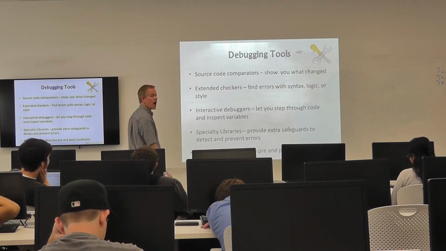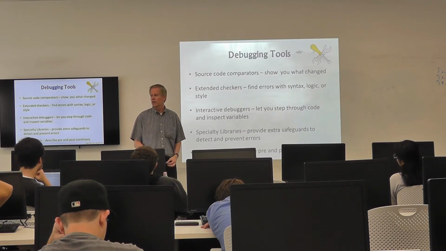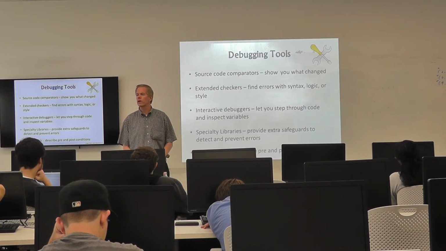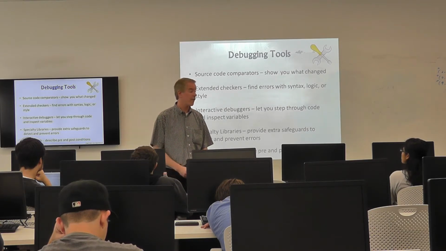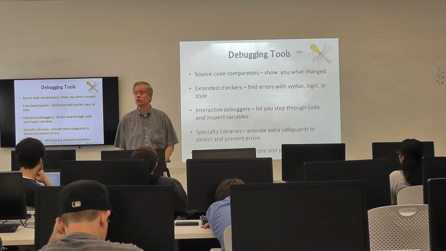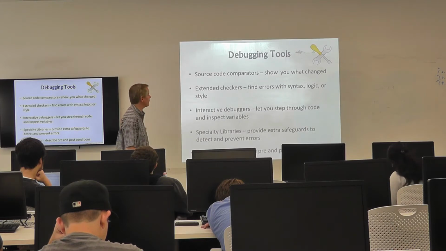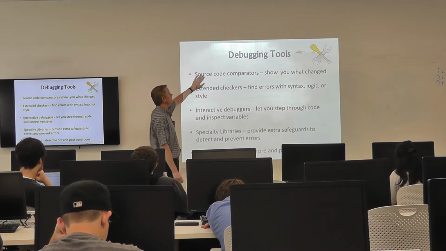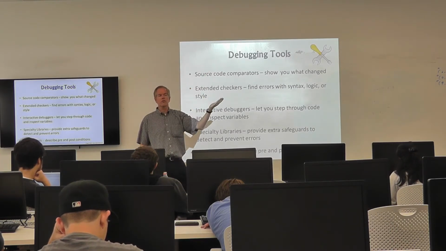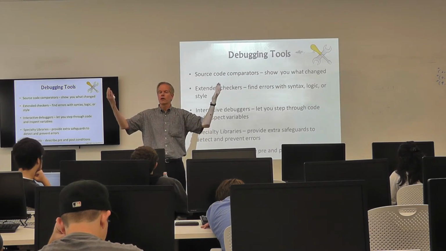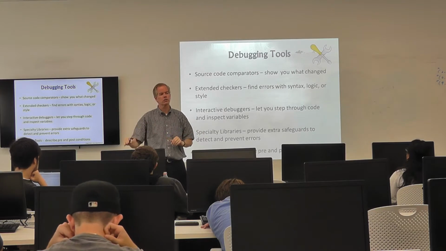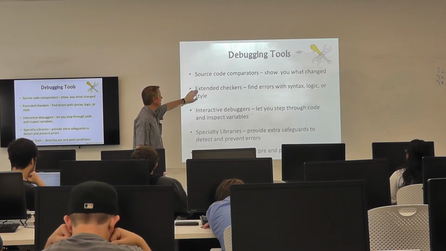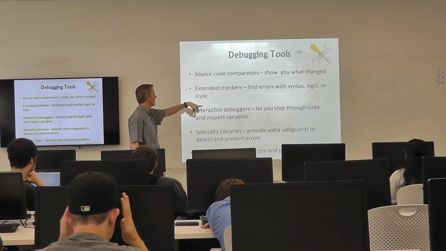Debugging tools. You are not alone when it comes to debugging. Because debugging has been going on for so long, really bright, really smart people have made really powerful tools that, if used correctly, can help you do your debugging quicker, better, faster. Source code comparators. Basically, here's an old version of my code, here's the new version of my code. Compare it. Tell me where the changes are. Line 23, line 24, you changed this, you changed this. Cool, that's cool.